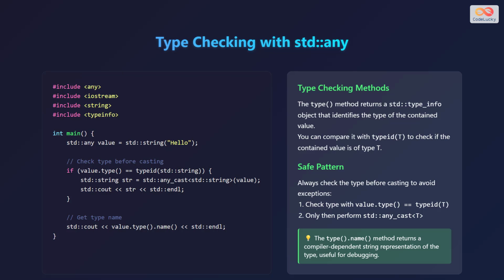The type method returns a std::type_info object that identifies the type of the contained value. You can compare it with typeid(T) to check if the contained value is of type T. Always check the type before casting to avoid exceptions. Check the type with value.type() == typeid(T), and only then perform std::any_cast<T>. The type().name method returns a compiler-dependent string representation of the type, useful for debugging.